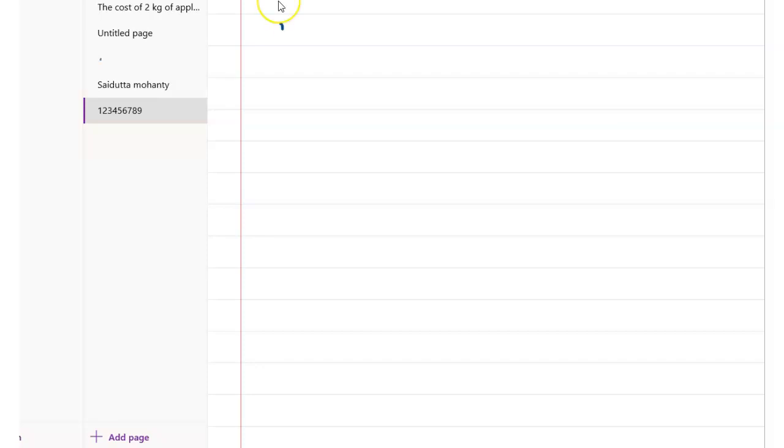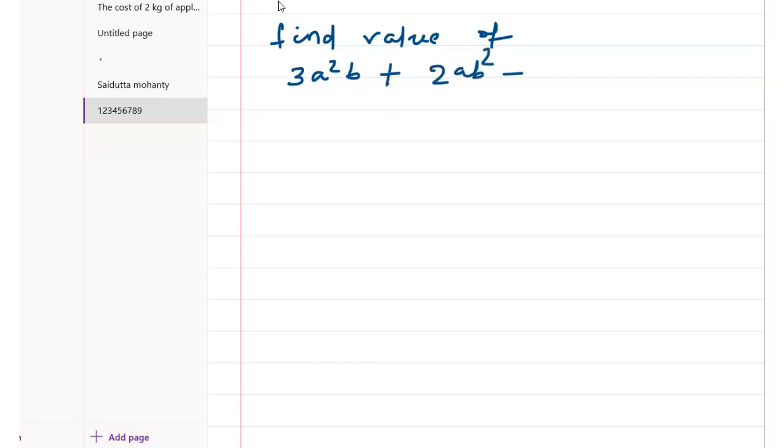Our question is find the value of a square b plus 2ab square minus 4ac. It is given that a is equal to 1, b is equal to 2 and c is equal to 0.